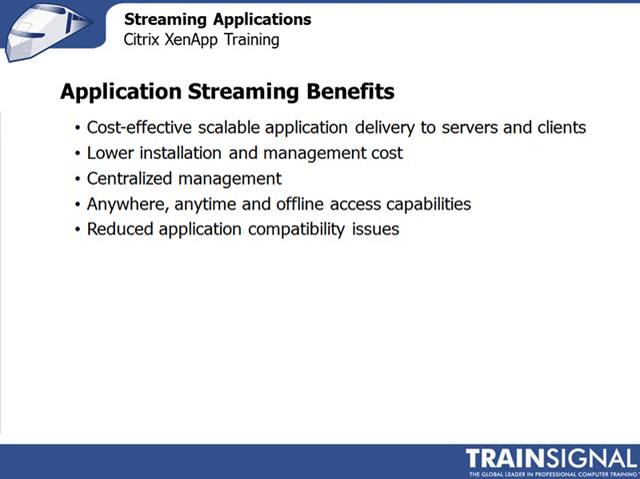Anywhere, anytime, and offline access capabilities, that's very, very important. You can access the application stream wherever you want, but the added benefit is that you can access it offline. So if you're streaming this application to a Citrix XenApp client or a plugin on your laptop and you want to take it with you because you want to run Word on a plane, you're able to cache that application locally and run it for a period of time while you're disconnected from the network. Those are some of the advantages of using application streaming.